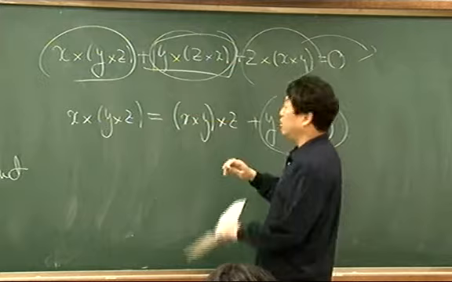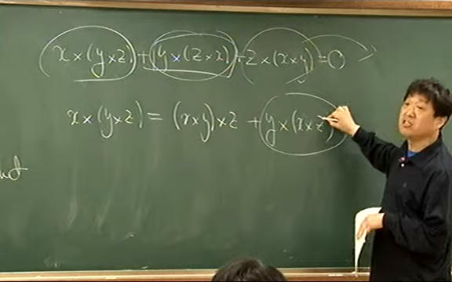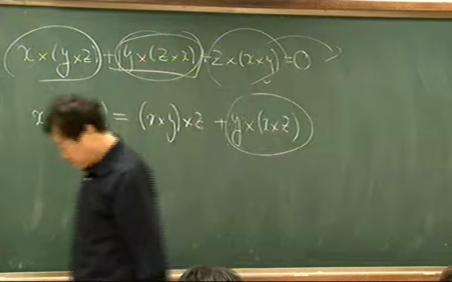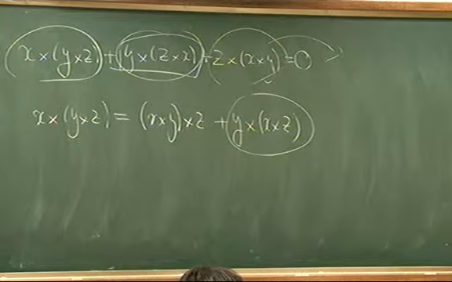And this term can be considered as an error term or a correction term, which measures the non-associativity of the operation. So actually, we encounter some very natural examples of operations which are neither commutative nor associative. And that's the algebraic motivation for the definition of Lie algebras.